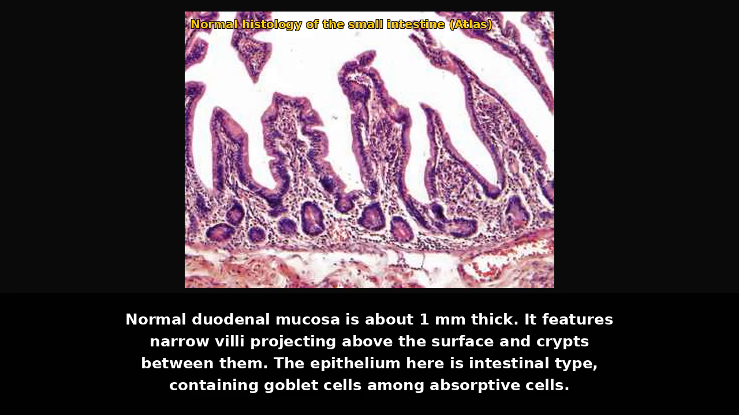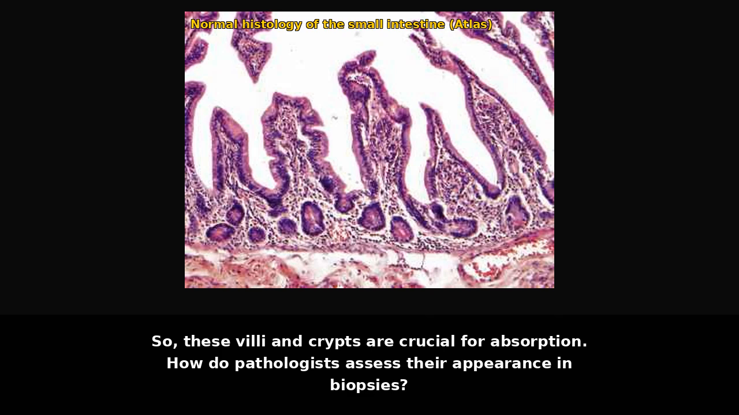Normal duodenal mucosa is about 1 millimeter thick. It features narrow villi projecting above the surface and crypts between them. The epithelium here is intestinal type, containing goblet cells among absorptive cells. So these villi and crypts are crucial for absorption. How do pathologists assess their appearance in biopsies?